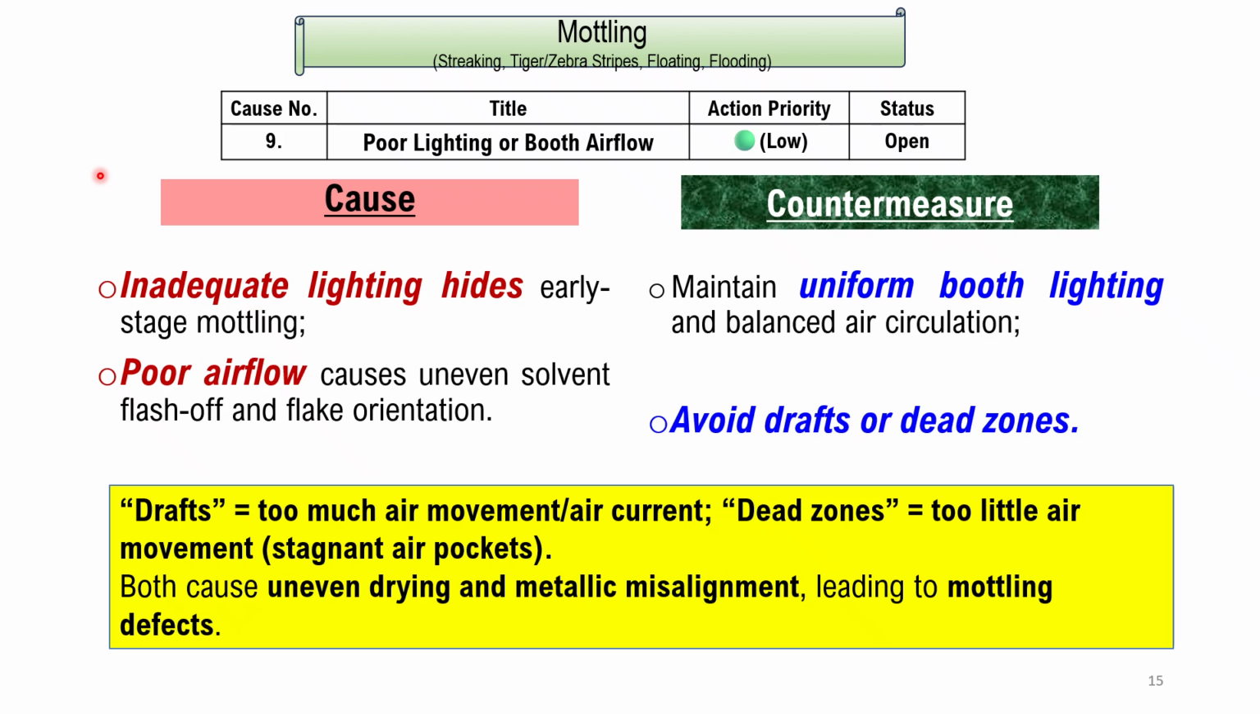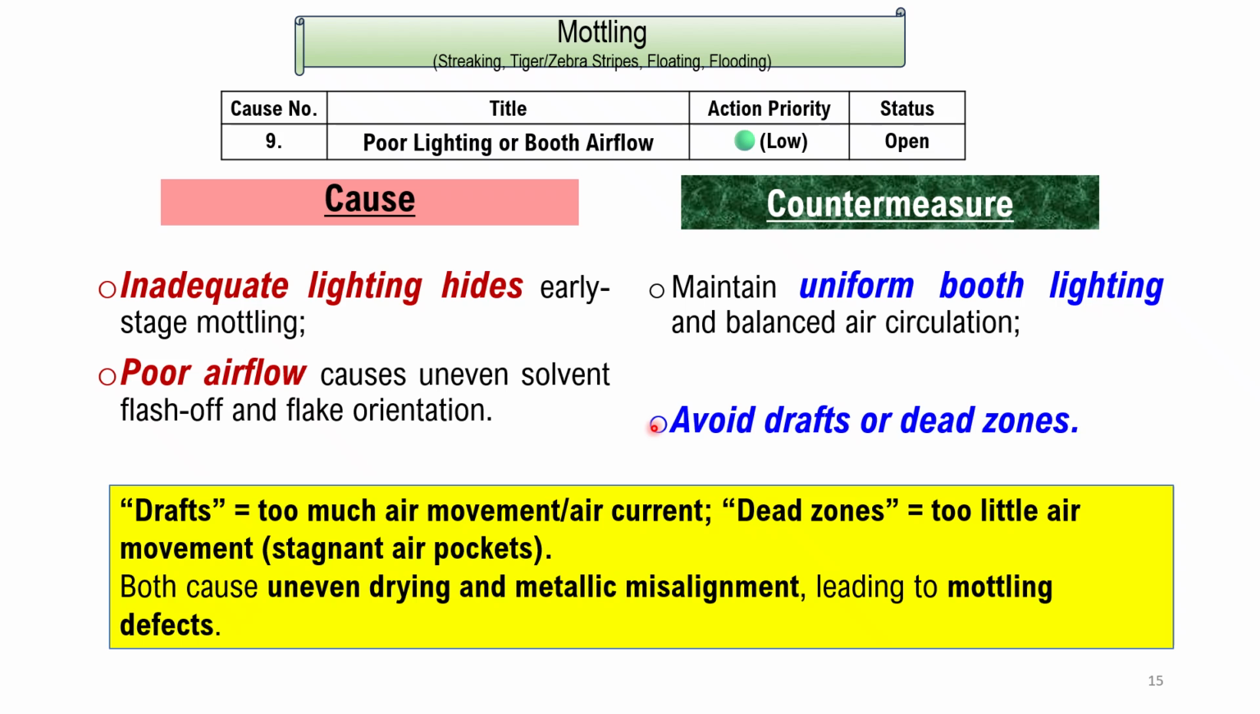Number 9, poor lighting or booth airflow. That is, number 1, inadequate lighting hides early stage mottling. And number 2, poor airflow causes uneven solvent flash off and flake orientation. Therefore, maintain uniform booth lighting and balanced air circulation. Avoid drafts or dead zones.